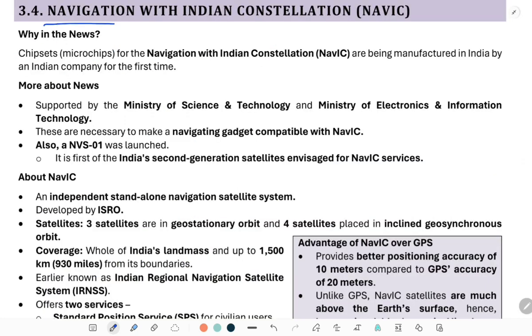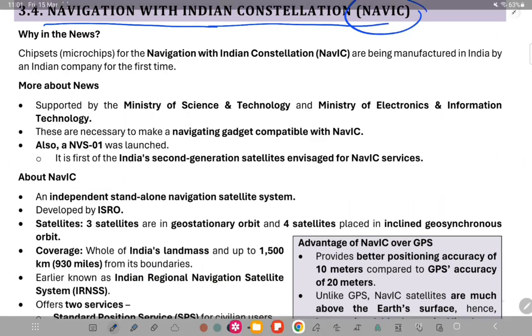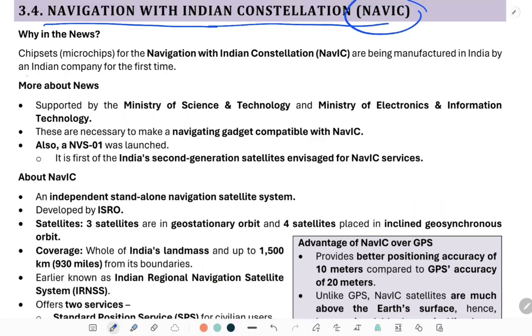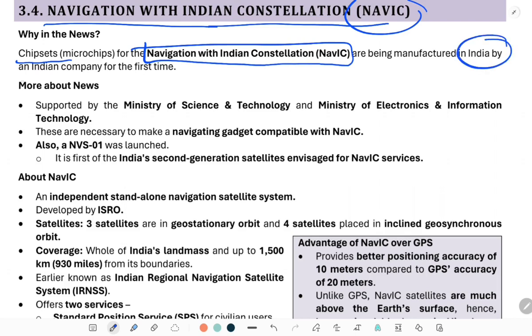Next, we'll see navigation with Indian Constellation, NavIC. Chipsets for navigation with Indian Constellation, NavIC, are being manufactured by an Indian company for the first time.